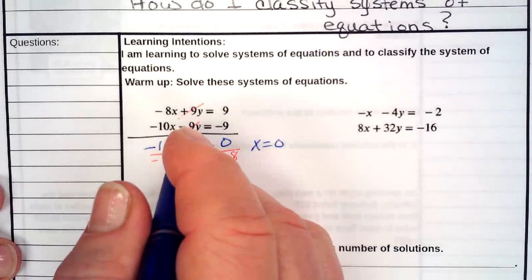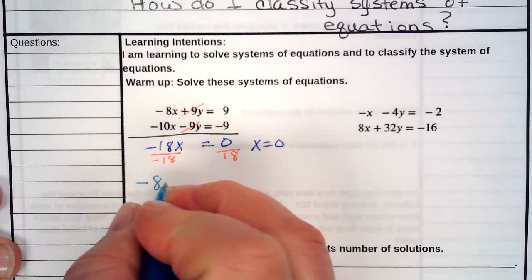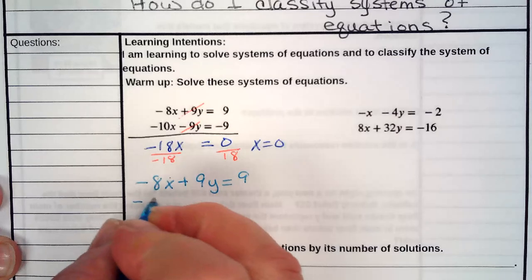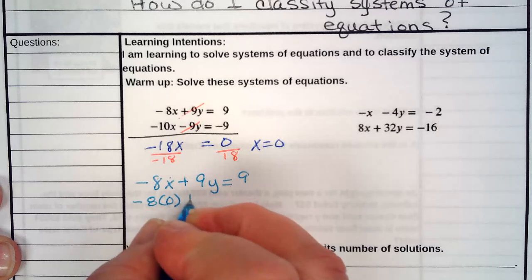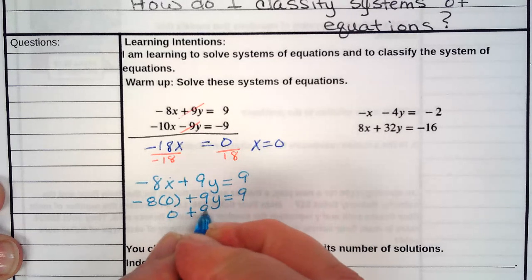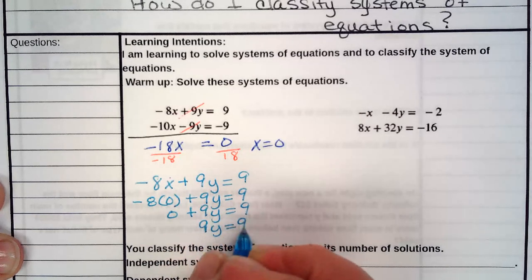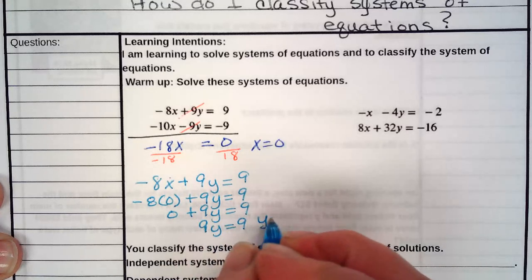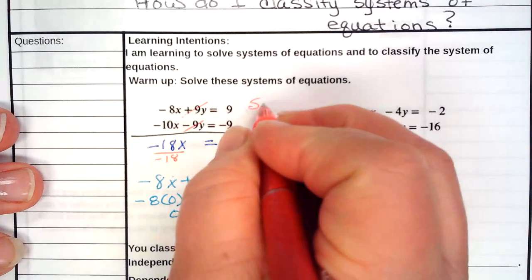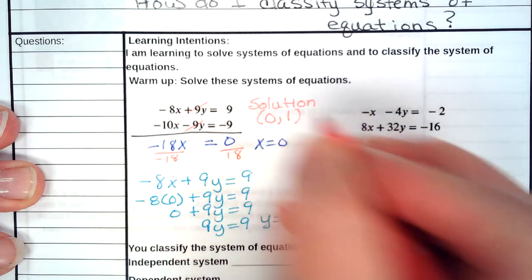So I think I will use the first equation to find y. Negative 8x plus 9y equals 9. Negative 8 times 0 plus 9y equals 9. 0 plus 9y equals 9. 9y equals 9. When I divide both sides by 9, y is equal to 1. So my solution for this set is the point (0, 1).